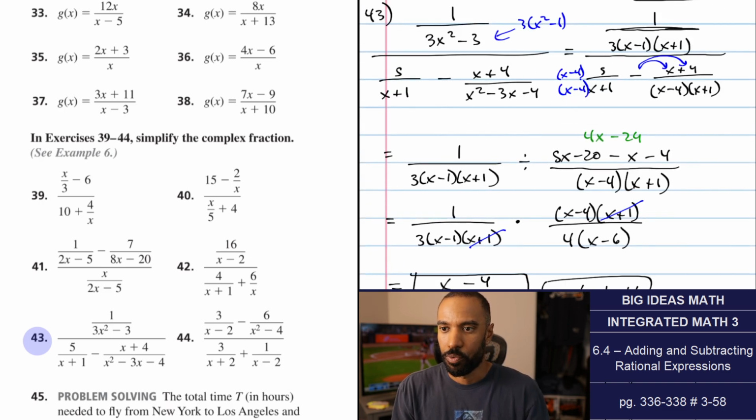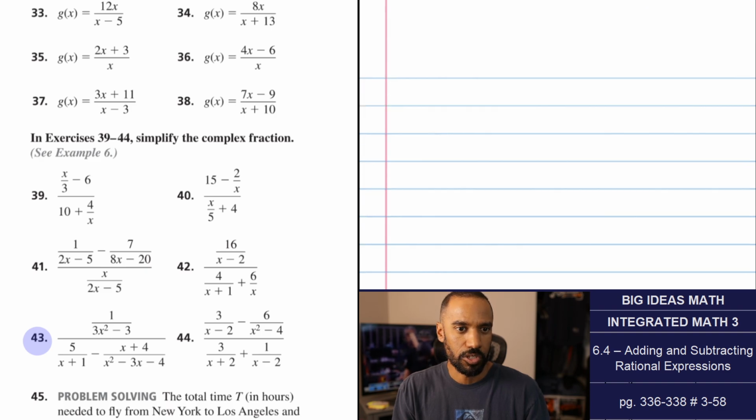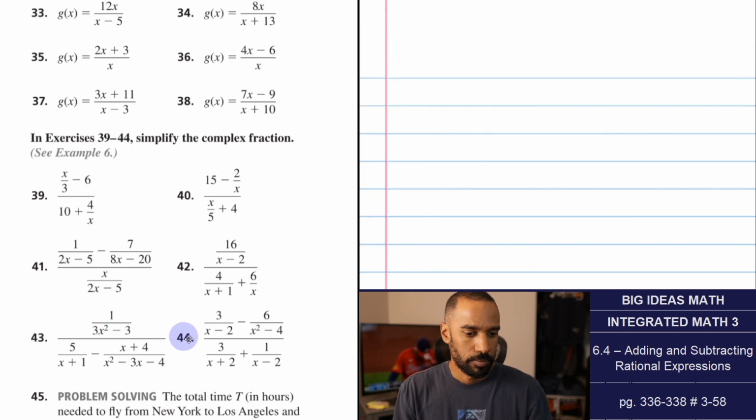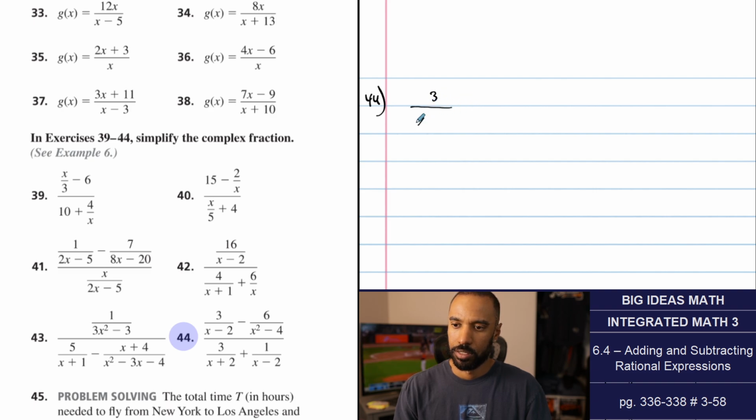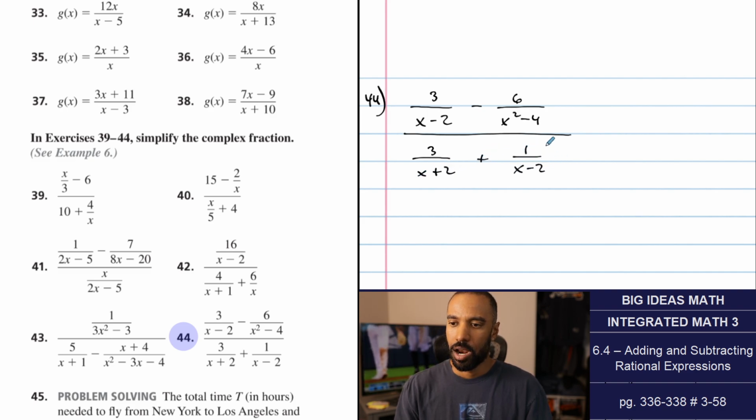Okay, there's 43. Number 44, it's probably just as long. Let's go to the next page. Oh, yeah. So number 44, we have this over this. All right.